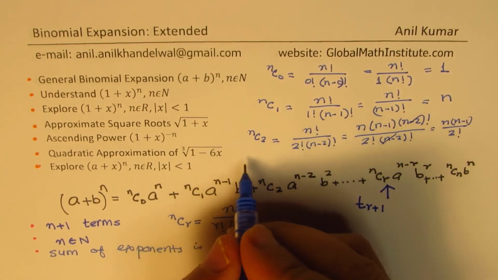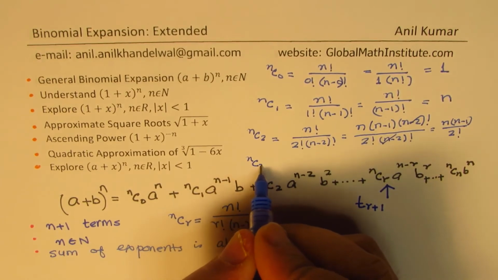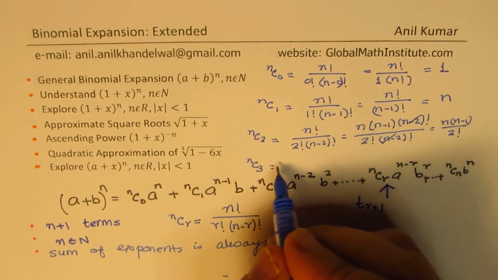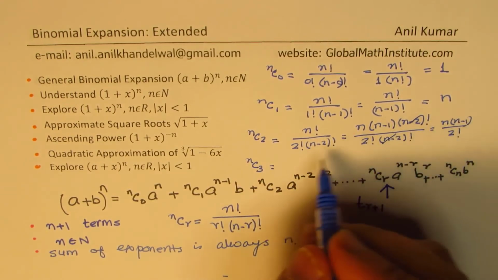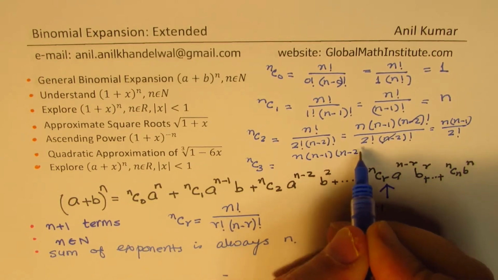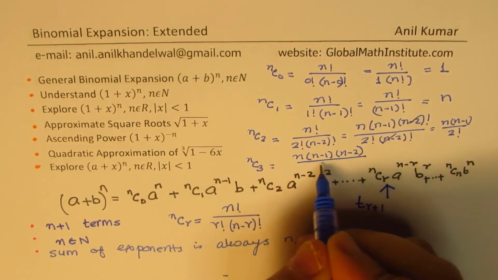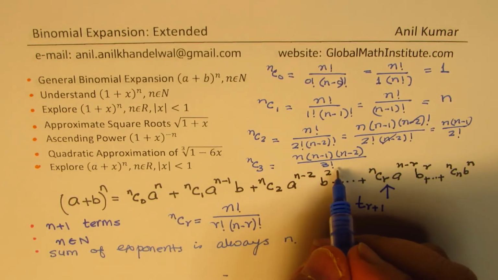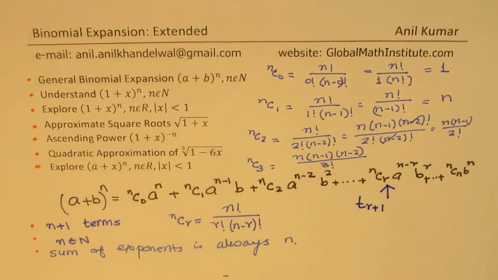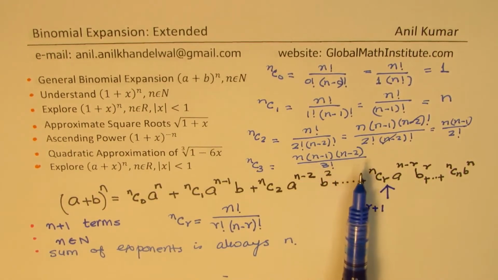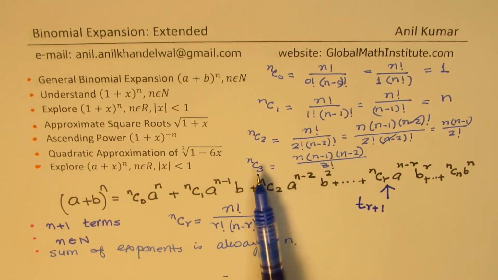So if you continue with this, then nC3 will be what? We have two terms when nC2 is there. In nC3 there will be 3 terms. We'll get n times (n - 1) times (n - 2) divided by 3 factorial. So that is how in general you can easily write down the binomial coefficients. Perfect. So that becomes a shortcut method of writing any binomial coefficient.